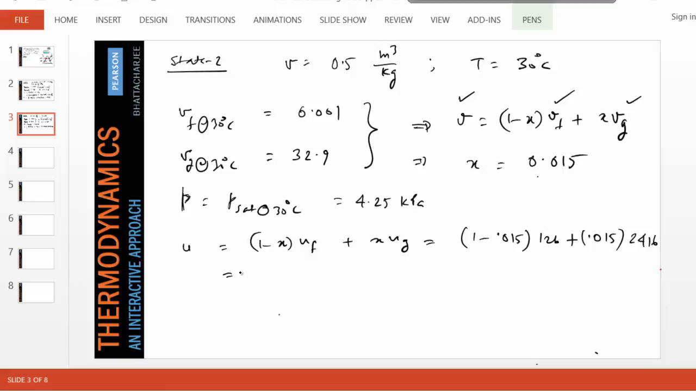160, whatever the unit. Similarly, s is (1 minus x) s_f plus x times s_g, which is 1 minus 0.015 times s_f, which is again from the temperature saturation table for water. s_f turns out to be 0.4369.